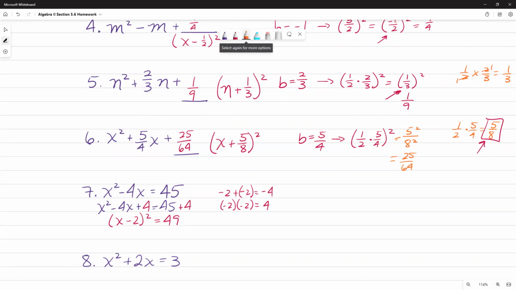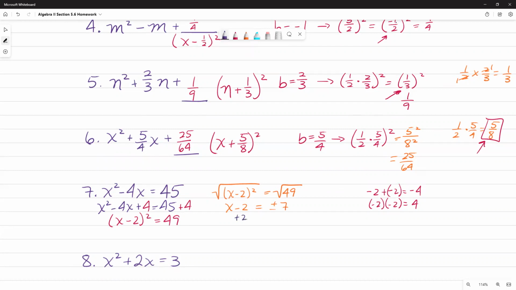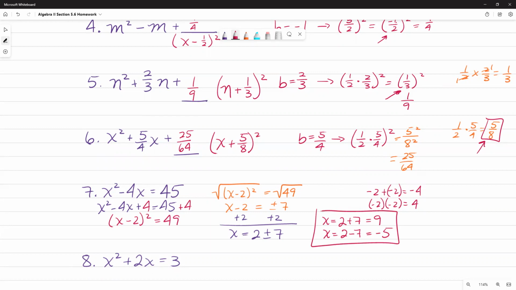So our next step is we take that x minus 2 squared, and we apply the square root property, square root of 49. So we end up with x minus 2 equals plus or minus 7. And then we isolate x. We add 2 to both sides, but we can't add that 2 to the plus or minus 7. So we write it as x equals 2 plus or minus 7. Now we can solve. So we have x equals 2 plus 7. That's a 9. And we have x equals 2 minus 7, which gives us a -5. Those are our 2 answers.